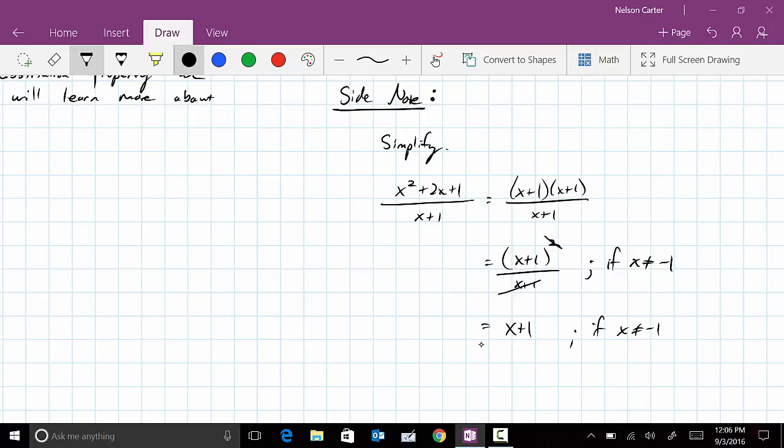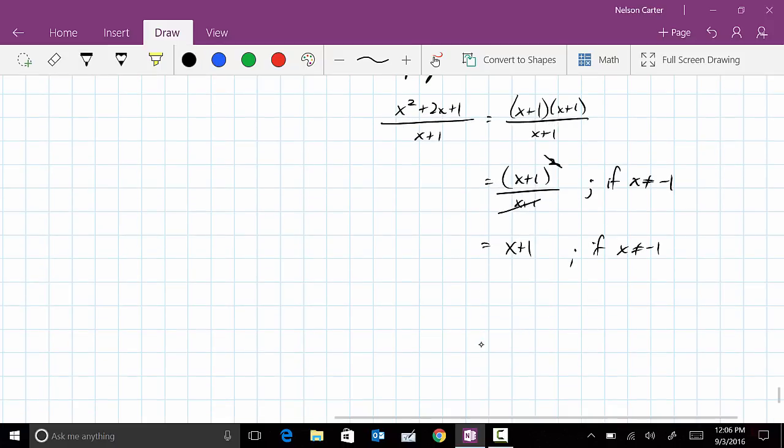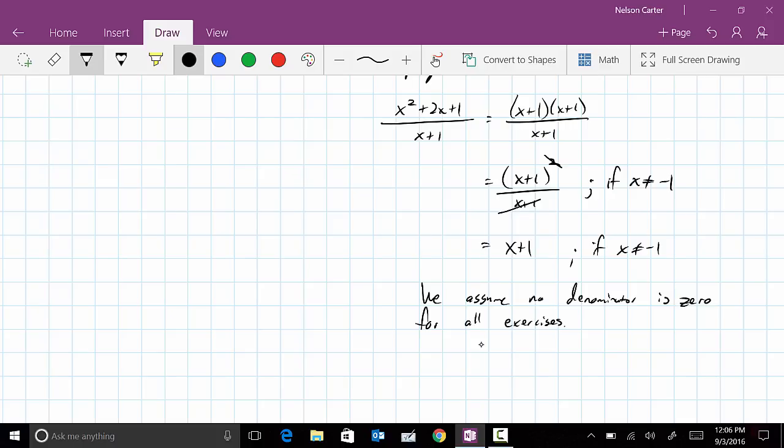That's an important thing to mention, because if you go back and look in your notes or textbooks where you were taught this, generally there's one little sentence that says, we assume no denominator is 0, for all exercises or something like that. What they're trying to get you to focus on is the fact that you can make this cancellation.